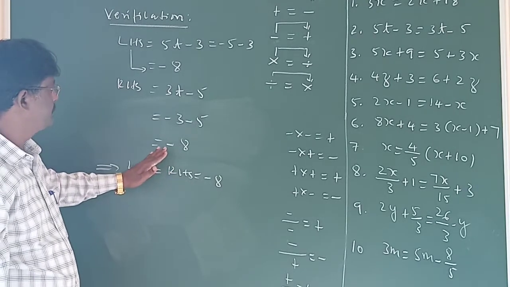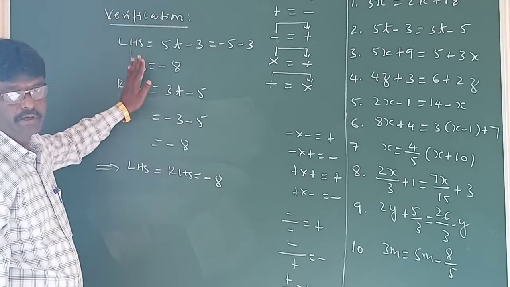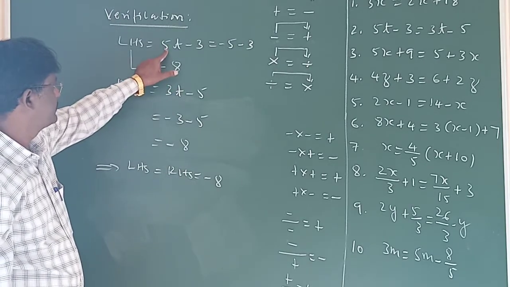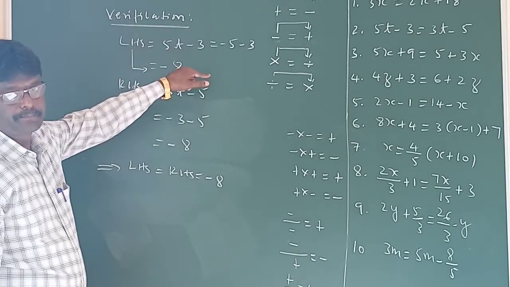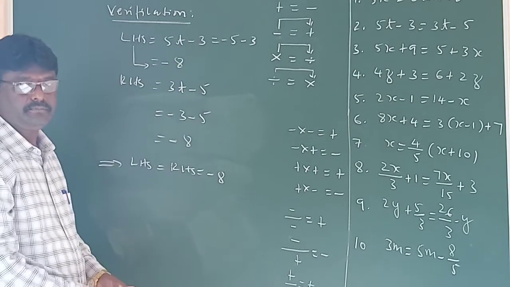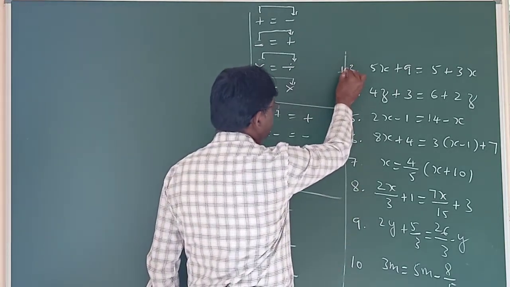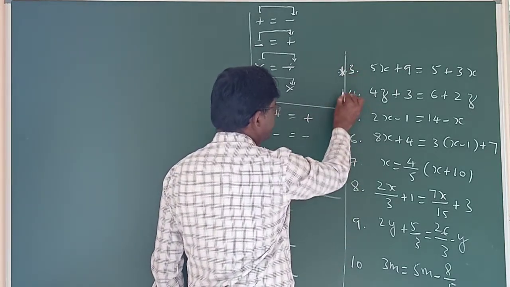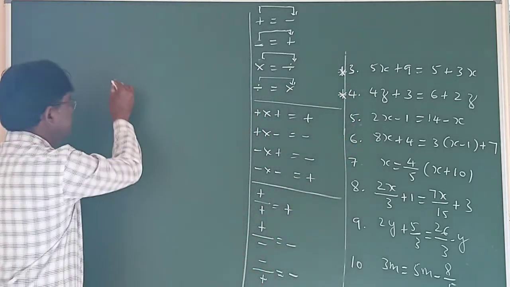What is the value of t? t is not minus 8. t is minus 1. Correct? Because here we have substituted 5 into minus 1, that is minus 5. Okay, children. Now this you practice by yourself. Even this, practice it. Now we shall take the fifth one.